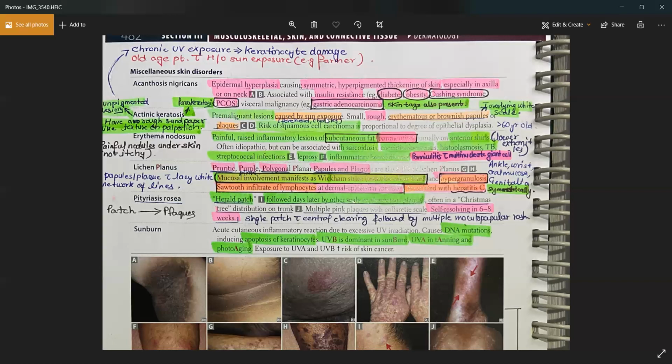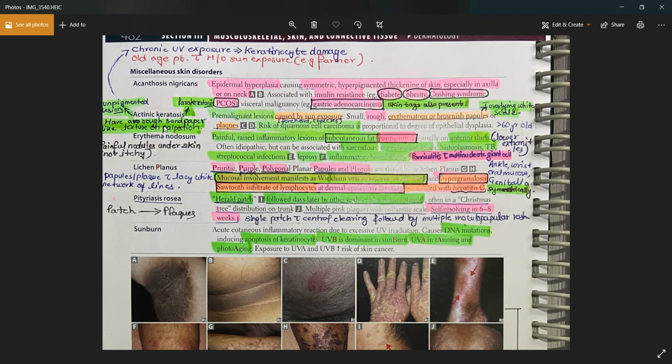It basically appears as an unpigmented lesion, and these lesions have a sandpaper-like rough texture. If you feel these lesions with your hand, you will find a sandpaper-like rough texture. Please note that these lesions are not necessarily hyperpigmented. They could be erythematous, slightly brownish, or unpigmented. Only seen in patients with chronic UV exposure.